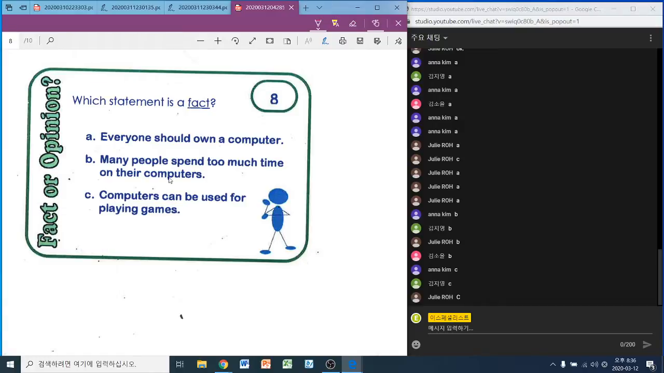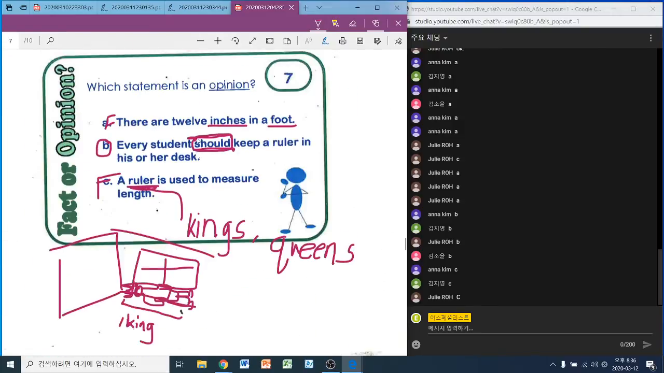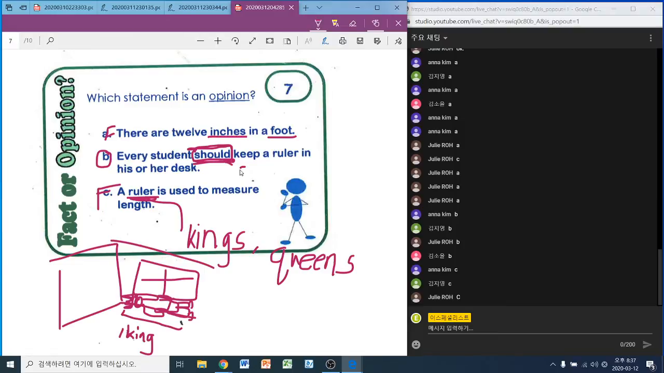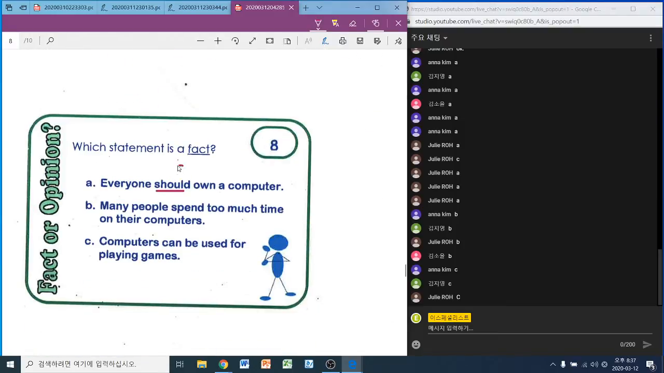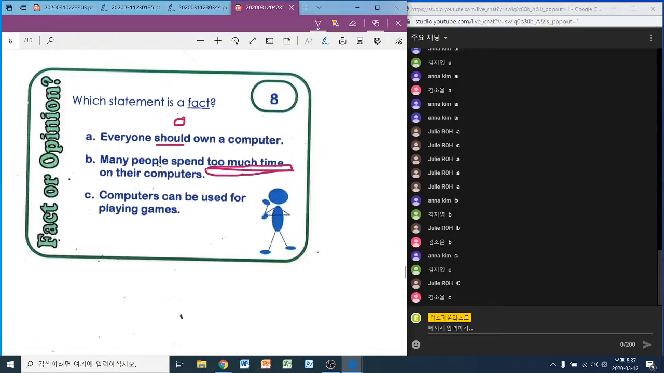We are looking for our fact here. Which one of these can we check? Everyone should own a computer. Can we check this one? No, we cannot. Remember I told you should is an opinion word. Should is what you think. Everybody should own a computer. This is an opinion word. B. Many people spend too much time on their computer. Too much time is often used in opinion. Sometimes you can use it in fact, but in this kind of sentence, this is an opinion because it's what you think is too much time. This is also an opinion.